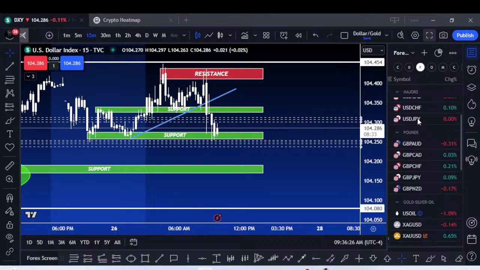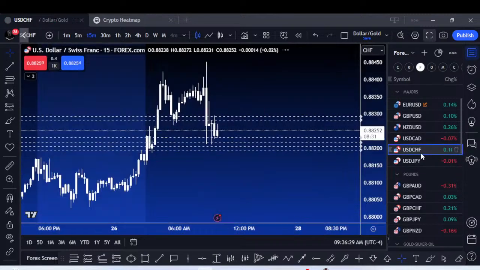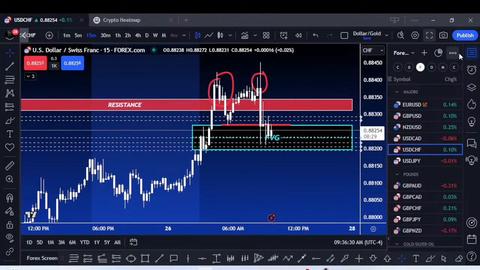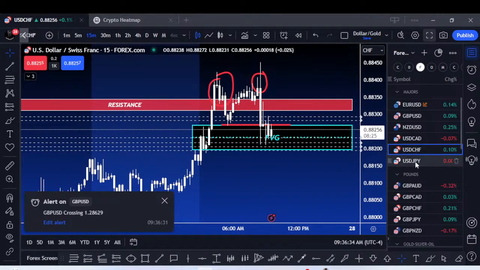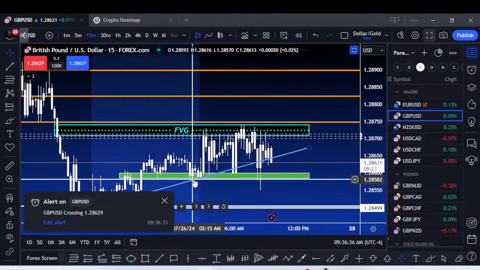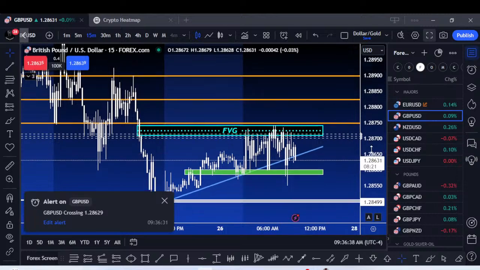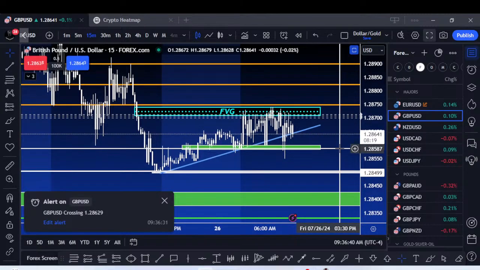All right. But dollar CAD and dollar CHF do look like they want to fall from the lower time frames in the market structure that they're giving. All right. Pound dollar, what are you doing? All right. Finally starting to fall. So I need some more alerts.